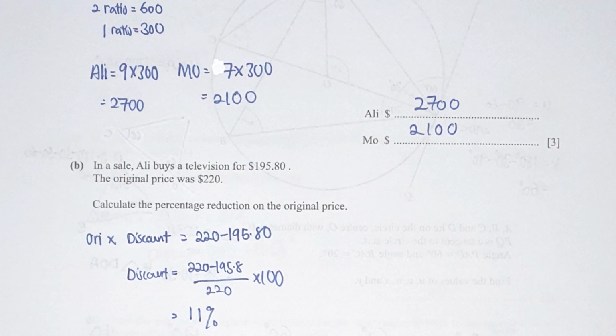As for part B, the original price was 220 and it was having a sale, so original times discount equals 220 minus 195.8. Reason being, we are calculating the discounted price. So 220 minus 195.8 divided by 220. Convert it into percentage, it should be 11%.